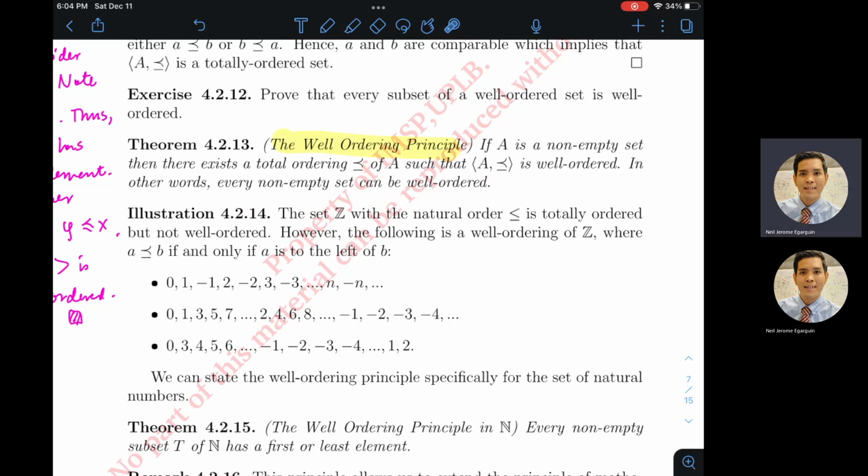Remember in my introduction earlier, I posed the question na pag binigyan ba ako ng isang arbitrary set A, can I construct a partial order on it? Well, the well-ordering principle says yes, and actually you can do more. If you're given any non-empty set, then you can have a well-order. Okay? Hindi lang partial order yung makukuha mo. Hindi lang total order yung makukuha mo. Makukuha mo ay isang well-ordering.